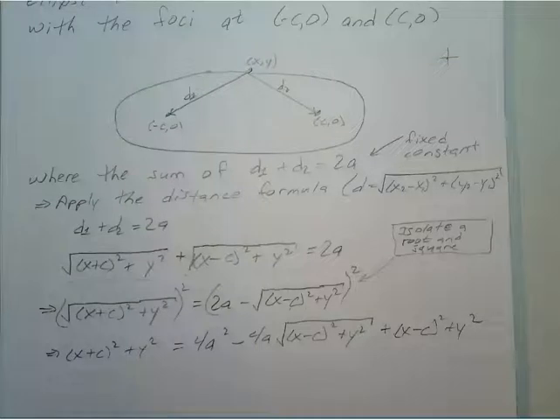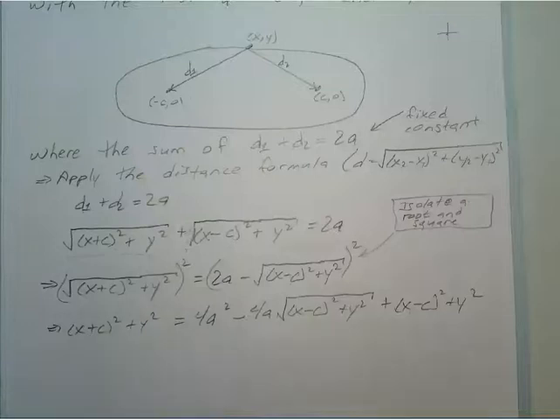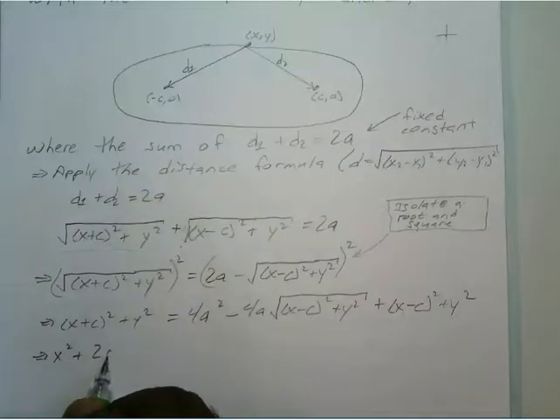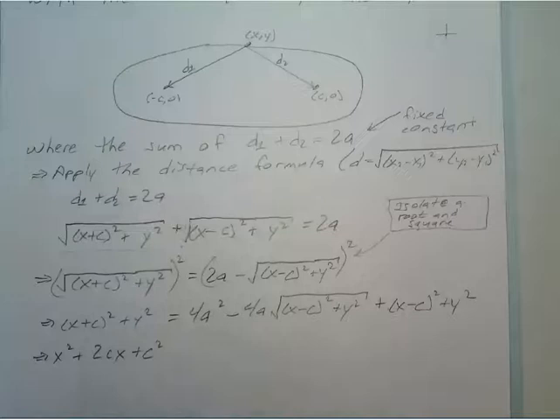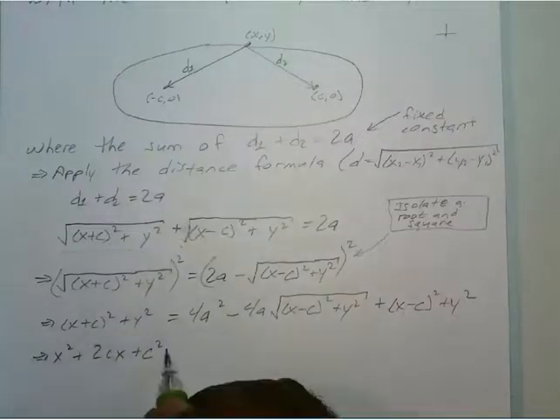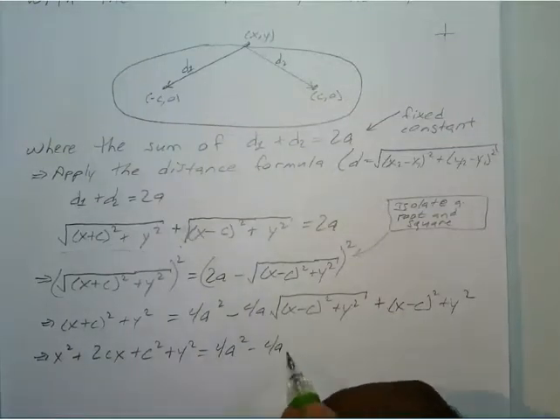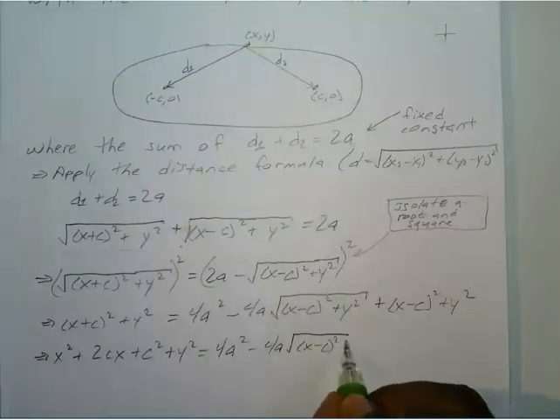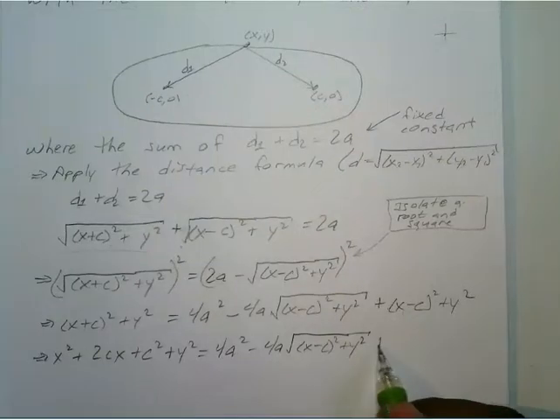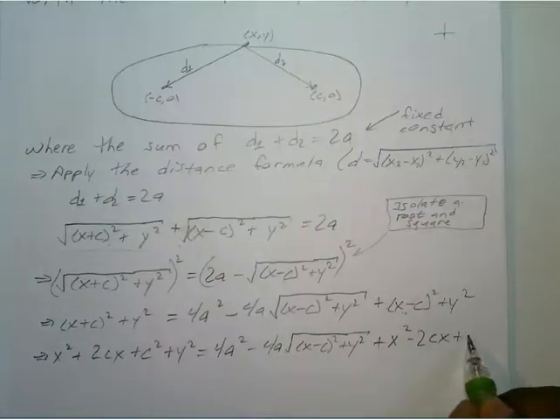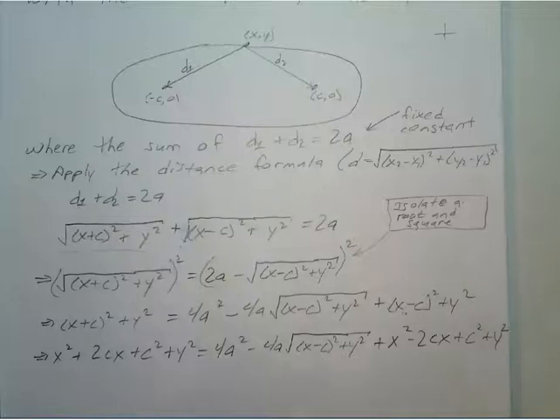All right, so now what we're going to do is expand. We're going to get rid of those (x plus c) and (x minus c) squares. Okay, so x plus c times x plus c is going to give us x squared plus 2cx plus c squared. That's just an expanded version of this one, plus y squared equals 4a squared minus 4a times the square root of (x minus c) squared plus y squared plus, now we expand this one, x squared minus 2cx plus c squared plus y squared. Ooh, almost ran out of room there.